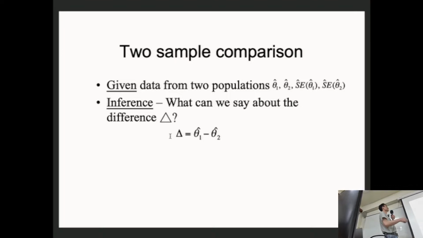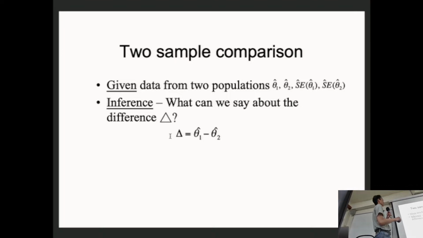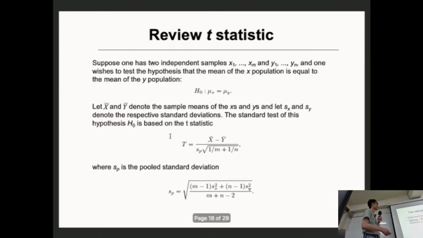Okay, this is the t-test, right? You have given data of two populations. You can calculate the theta hat, you calculate the standard error of theta hat, and so on. Of course we can do that. But what can we say about the difference, right? The difference is theta 1 hat minus theta 2 hat. That is simple. So if it is bigger than 0 or smaller than 0, right? That's the typical t-test. You learned it in undergrad.